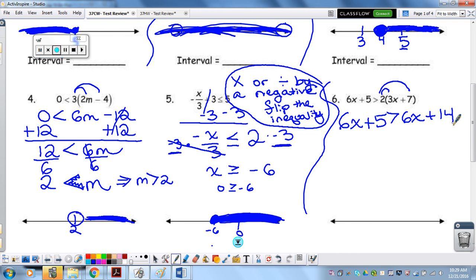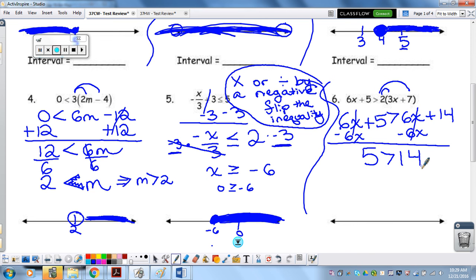Okay. So you have letters on both sides, so you've got to figure out how to move the letters over. It's a positive 6x, so that means I'm going to subtract. What you do to one side, you do to the other. They cancel out, so you have 5 is bigger than 14.